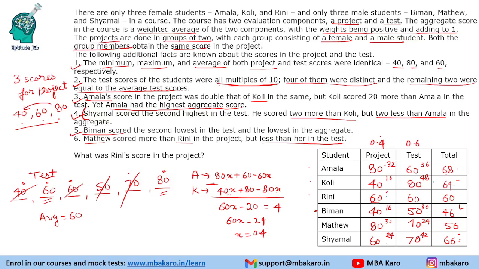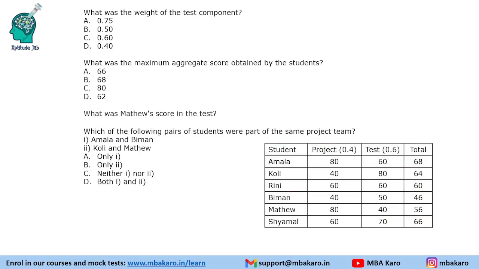What was Rini's score in the project? Rini's score in the project is 60 marks. What was the weight of the test component? The test component had 60% weight, or 0.6. Maximum aggregate score obtained by the students? The maximum aggregate score is 68. Matthew's score in the test? Matthew in the test is scoring 40 marks.